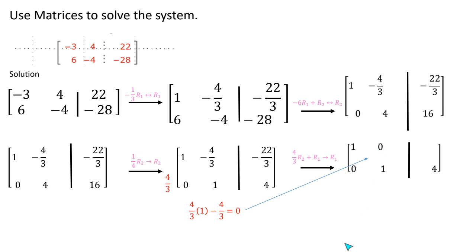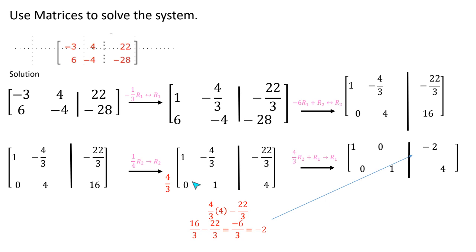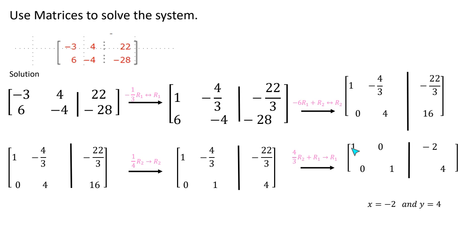So then the next one is 4/3 times 4. And then we're going to add it to -22/3. Okay. So 4/3 times 4 is the same as 16/3 minus 22/3. And so that's going to be equal to -6/3, which then comes out to a -2. So my solutions here are that x is equal to -2 and y is equal to 4.